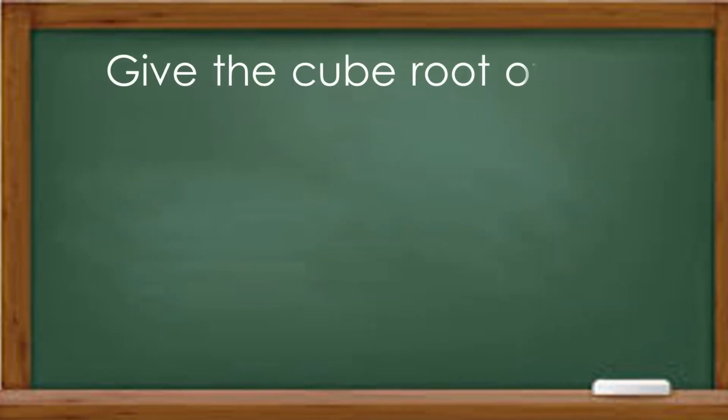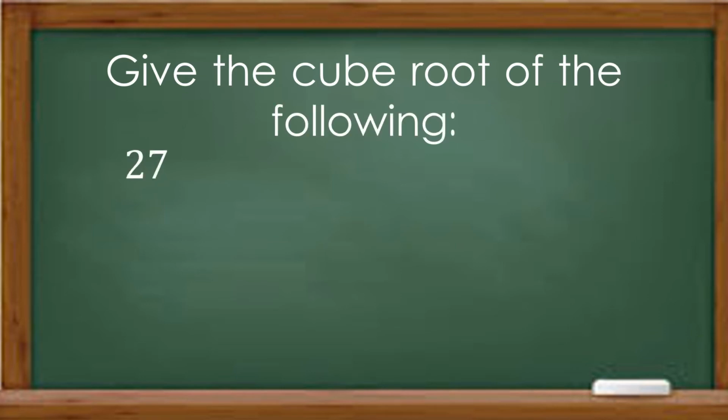Now give the cube root of the following. Cube root of 27. What number will you multiply 3 times by itself to get 27? That is 3. 3 times 3 is 9, times 3 is 27. So the cube root of 27 is 3. The cube root of x cubed. How do we get the cube root of a variable? We simply divide the exponent of the variable by 3. So that is x.